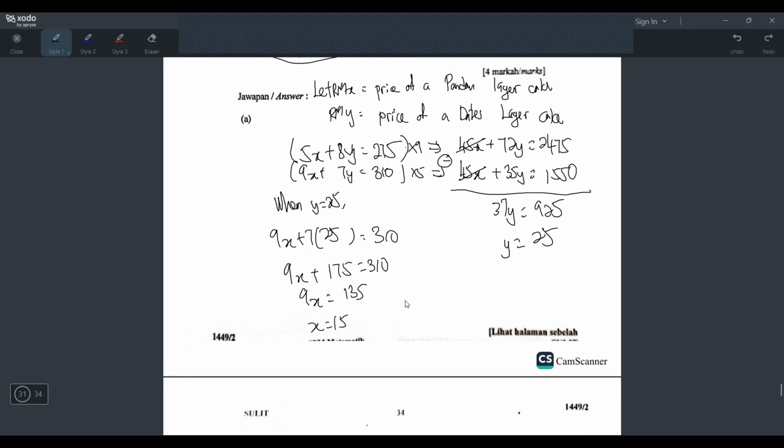Okay. But I think you will not get full mark if you write like this. Because the xy, you have to change it back to the price of pandan, right? So price of a pandan layer cake equals RM 25 or 15? 15, because this one is pandan is X. And then the price of dates. Actually, I don't know how to pronounce this word. Dates or dates, I don't know. Layer cake, and then equals to RM 25. Right? Make sure you write the RM and everything. Like that, you will get full mark.